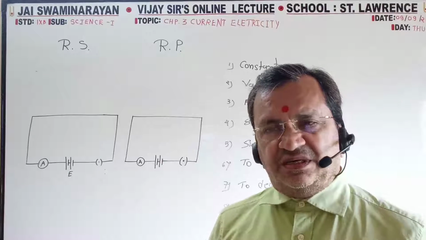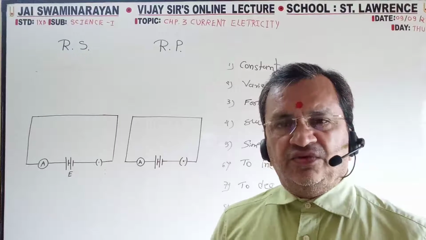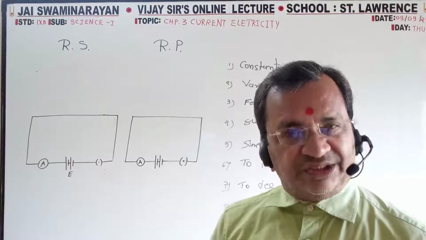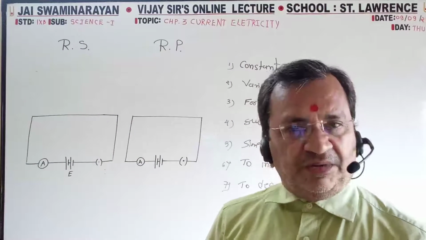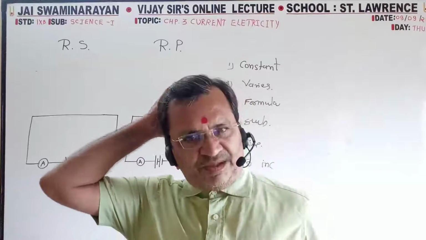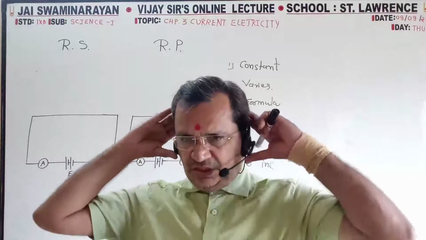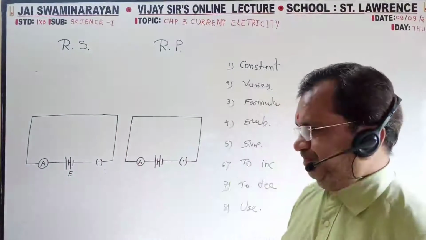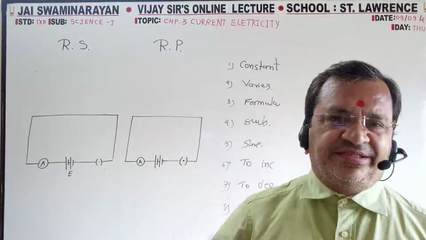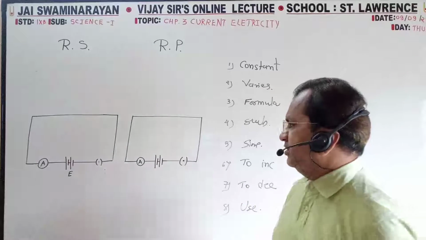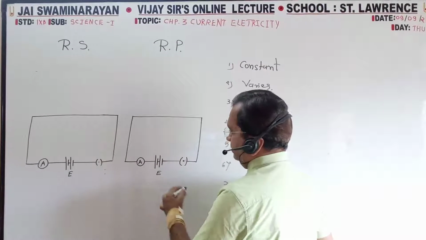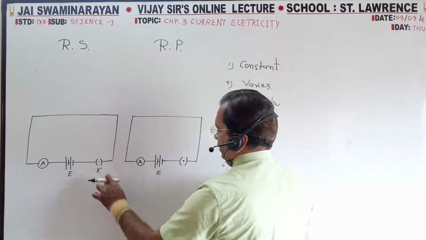See, this topic is very important for a long question. Short note, distinguish, formula, numericals. This is the very cream part of this chapter. RS resistance in series, RP resistance in parallel. So A for ammeter, E for energy, battery, K for key switch.